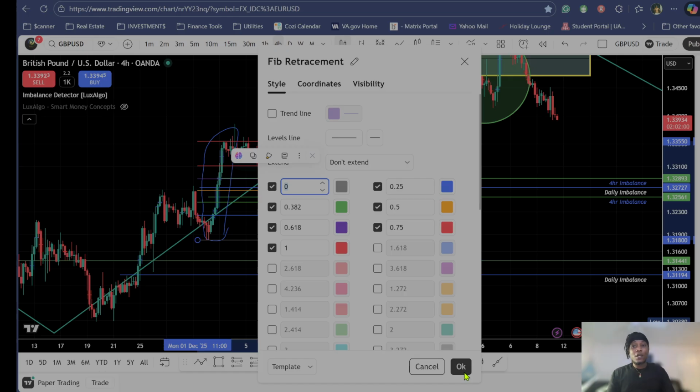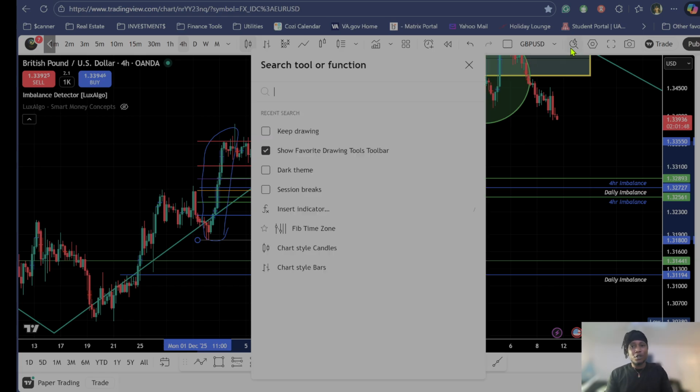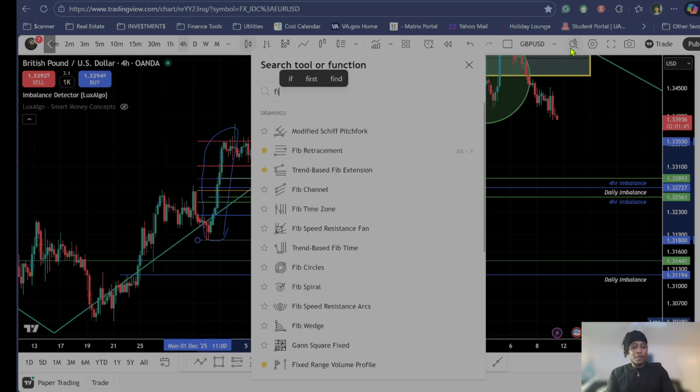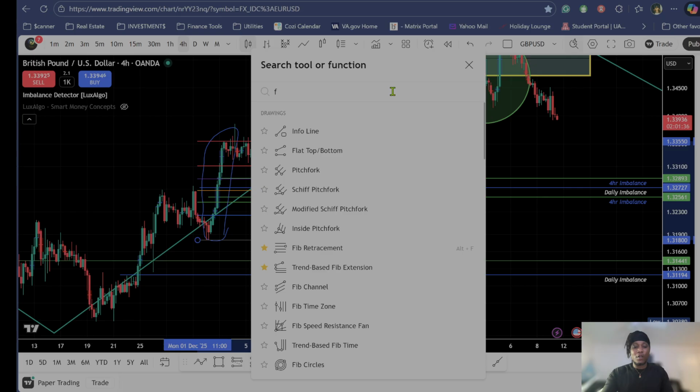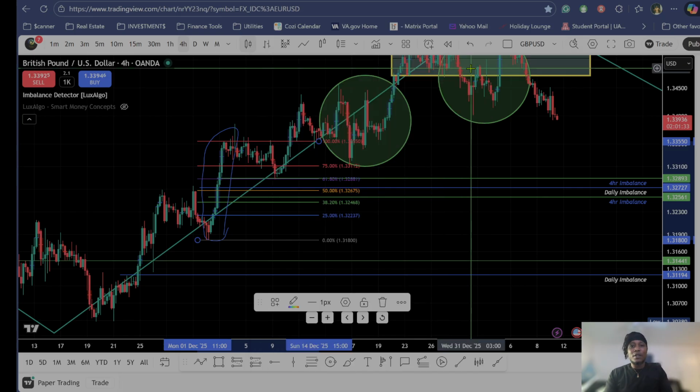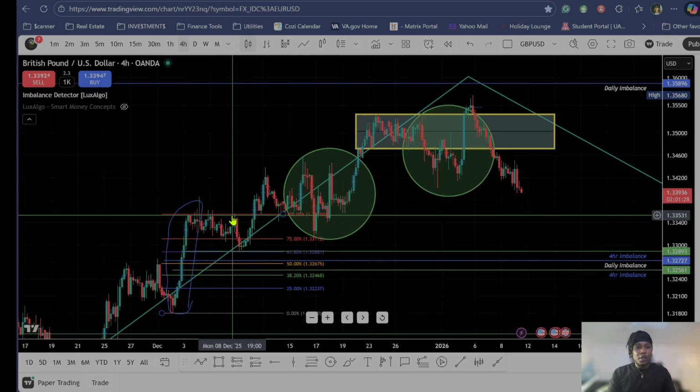Look for these things. There's an easy way to find stuff on TradingView too. You see this magnifying glass with a lightning bolt? Quick search. Type in whatever you want. If you type fib, boom, F-I-B, it shows up right there. Fibonacci retracement. And if you click on this star, you could highlight it as your favorite. Whatever you're looking for, you could quickly type it in and find it. Moving on. So you got the levels, you identify the levels, you write them down.